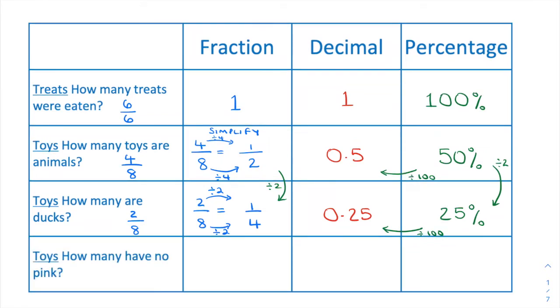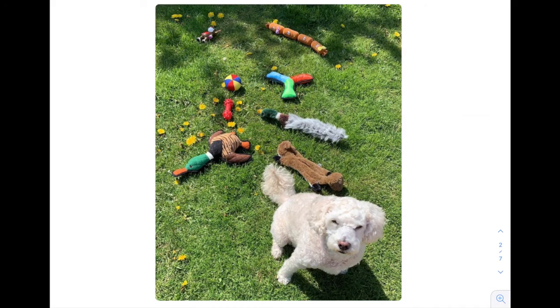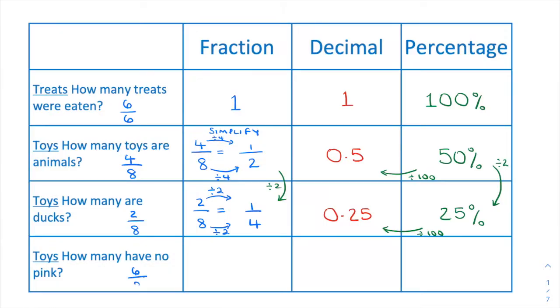So finally, for this first table, how many toys have no pink on them? That's quite a difficult one for you to have spotted, so I wonder how many of you spotted that. There were 6 toys with no pink. So Rudolph had a bit of pink on one of his hooves, and the sausage had a pink bow. All the others had no pink, so that's 6 toys without any pink. So that's 6 out of 8 toys have no pink.